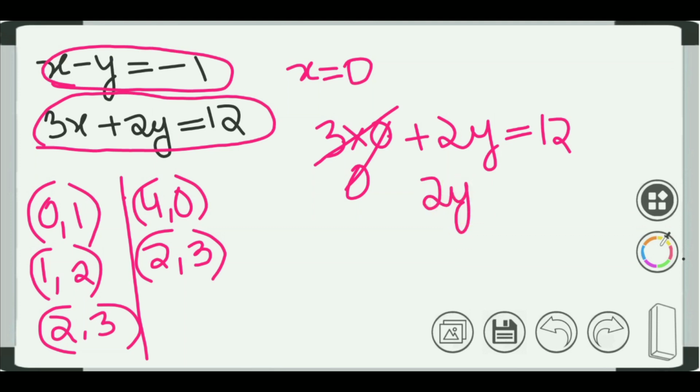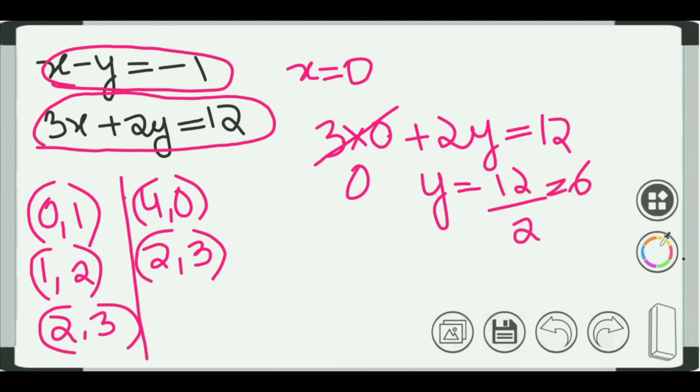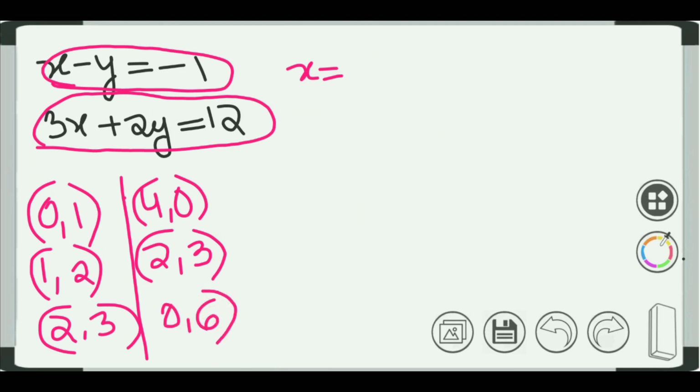2y equal to 12. So what is y? y equal to 12 divided by 2, which is equal to 6. So you got the third point as x is equal to 0, y is equal to 6. Okay. Now you got 6 points altogether. Now we'll plot it in the graph.